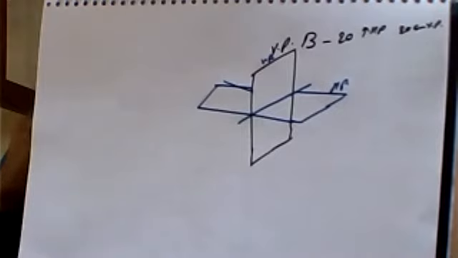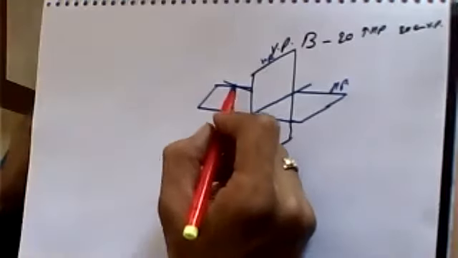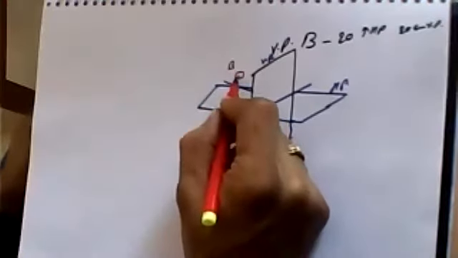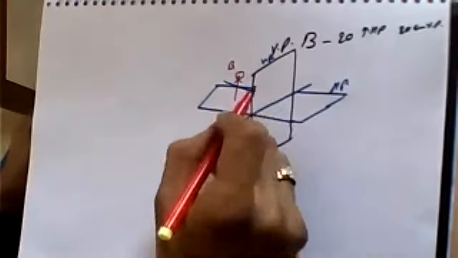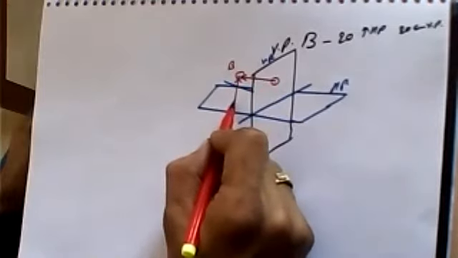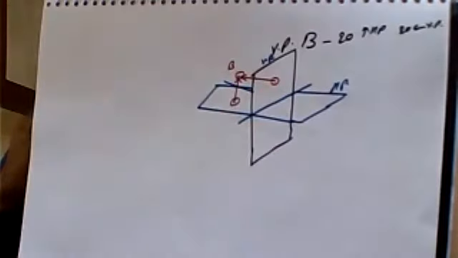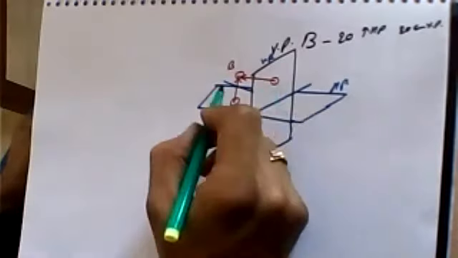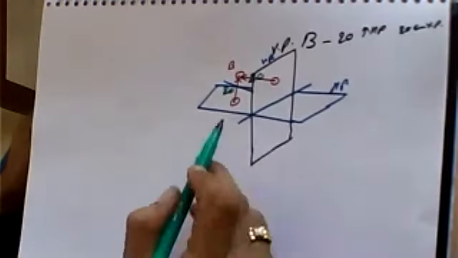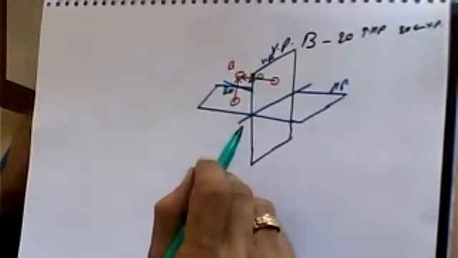So where is it going to be found? Above, behind. It is going to be in the second quadrant. Over here somewhere we will be finding point B. Point B is 20 mm above HP and 20 mm behind VP. It is behind VP. So when I project it, as we have already said, the projection on the vertical plane. Let us mention the details also: 20 mm above HP, 20 mm behind VP.